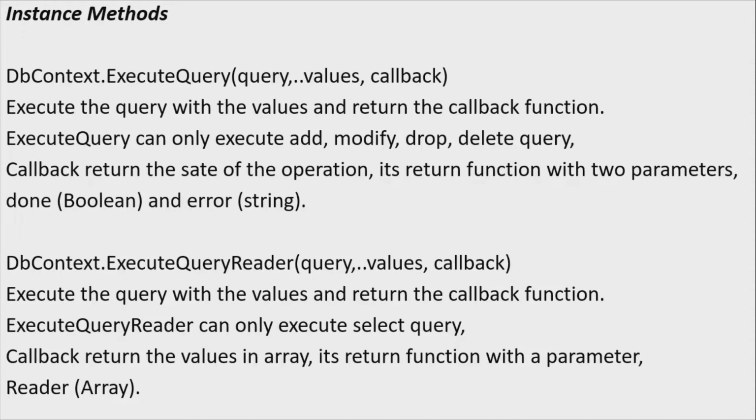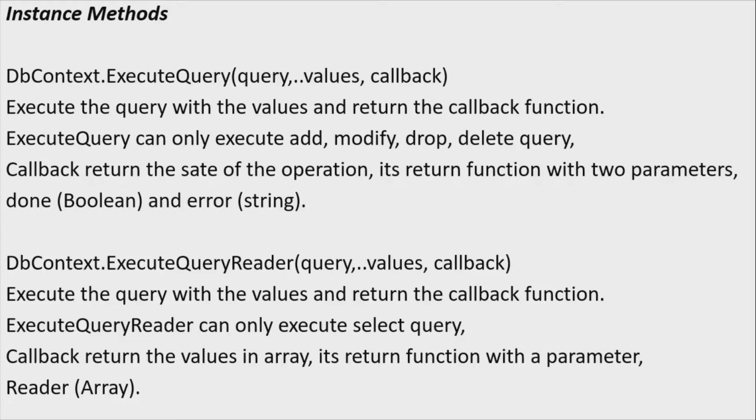Now let's see the instance methods. It does not have any properties, but let's see the instance methods of DB context now. The DB context variable dot execute query has three parameters, which are the query, the array of values, and the callback. It executes the query with the values and returns the callback function.